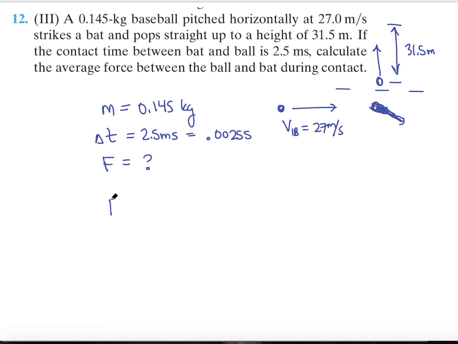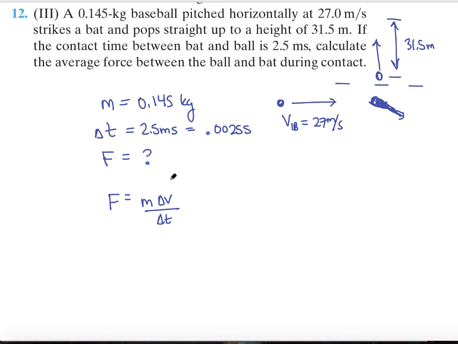So let's start by just using our impulse definition of Newton's second law. So force is equal to mass times delta V over delta T. All right, so we have to figure out, in this case, we know mass and delta T, so we need to figure out delta V. How do we do that? Well, we're given the information that initially it has a speed of 27 meters per second. What we don't know is how fast it's going after the collision. So we need to find V2B based off of projectile motion. So how do we do that?